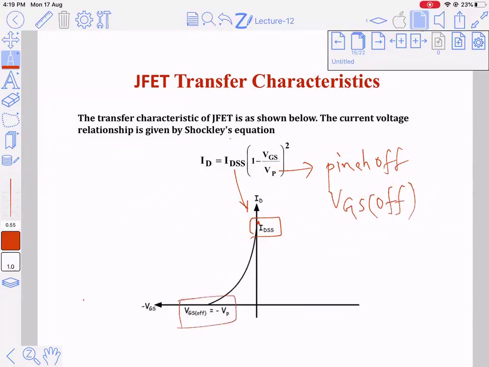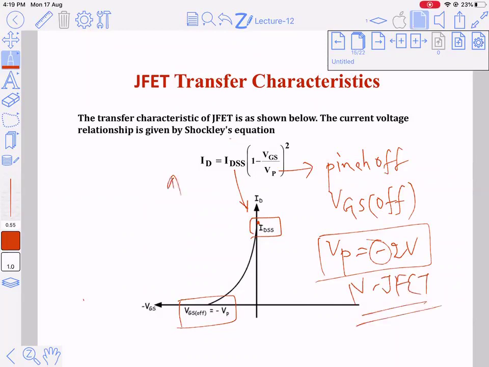Both are the same: pinch-off voltage or VGS off. And that value is negative. So when I say, for a question, VP is minus 2 volts, you should know that it is an N channel JFET.